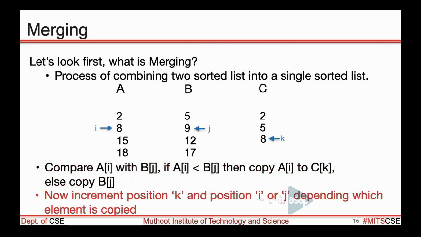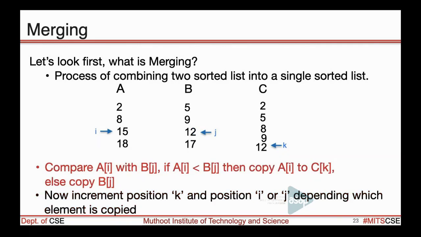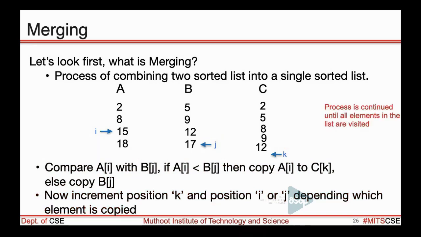Okay, I needs to be incremented and K is incremented. Again, 15 and 9 are being compared. 9 is smaller, so 9 is being written and J and K are incremented. Now 15 and 12. Okay, 12 is smaller. So 12 needs to be copied over there, and J and K need to be incremented. This process is continued until all the elements in the list are listed.